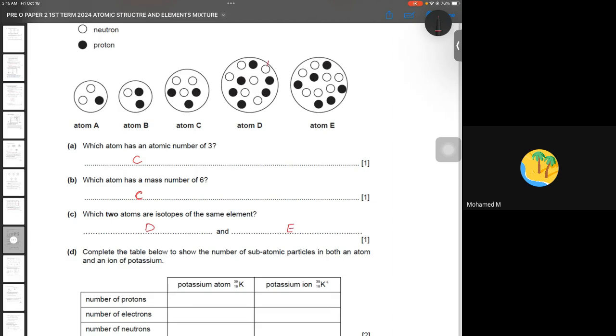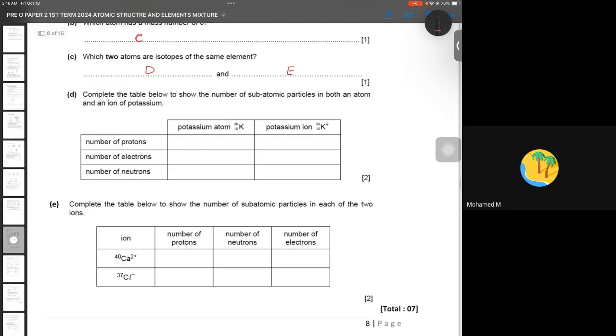Why? Because of the proton number: 1, 2, 3, 4, 5, 6. It has 6 neutrons and 6 protons. The other has 1, 2, 3, 4, 5, 6, 7, so it has 7 neutrons and 6 protons. Same number of protons but different number of neutrons. Good. Now see this.